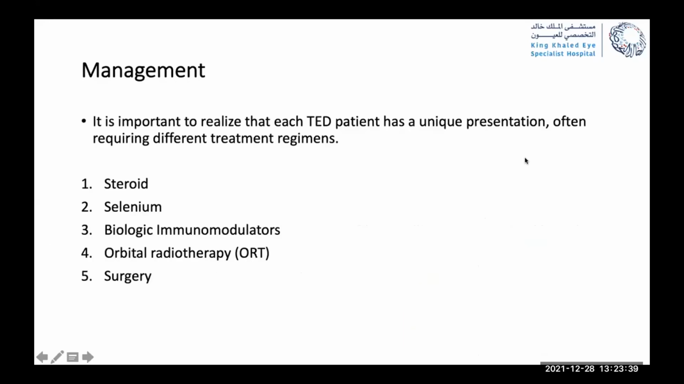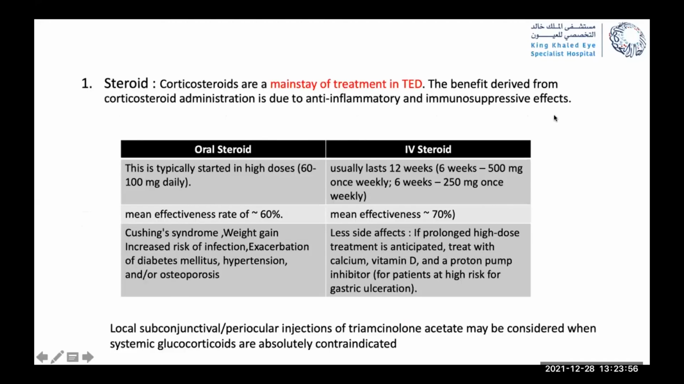It is important to realize that each thyroid eye disease patient has a unique presentation, often requiring different treatment regimens: steroid, selenium, biologic immunomodulators, orbital radiotherapy, and surgery. Corticosteroids are still the mainstay of treatment in thyroid eye disease. And the benefit derived from corticosteroid administration is due to anti-inflammatory and immunosuppressive effects.